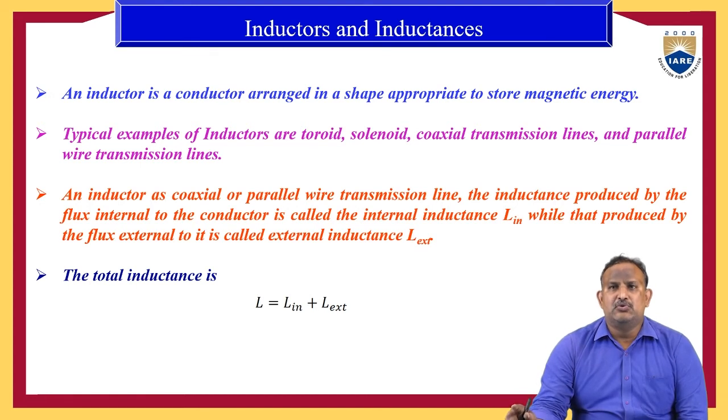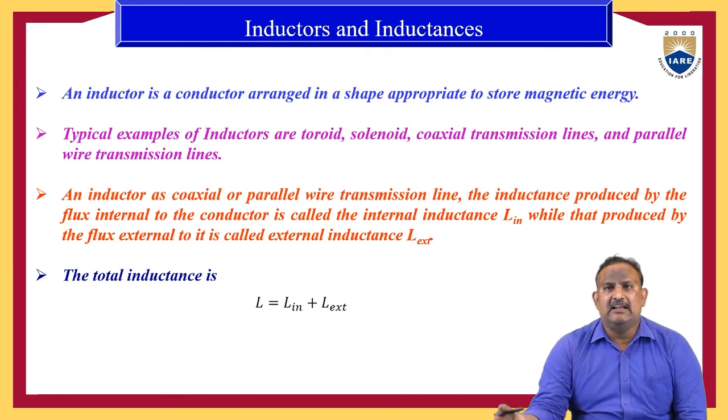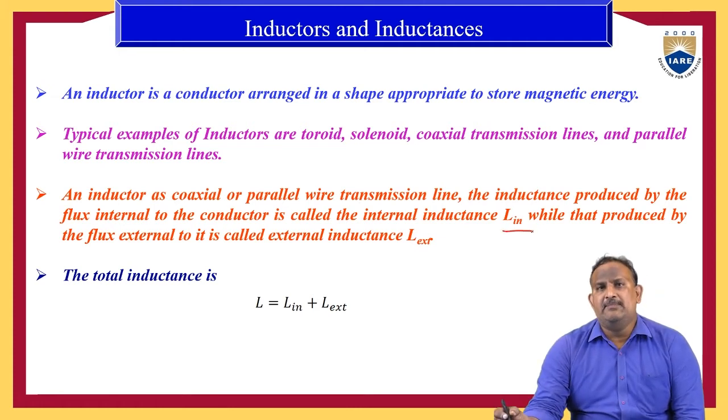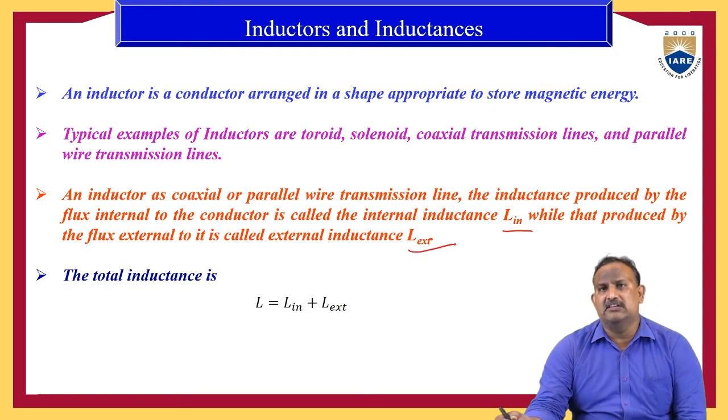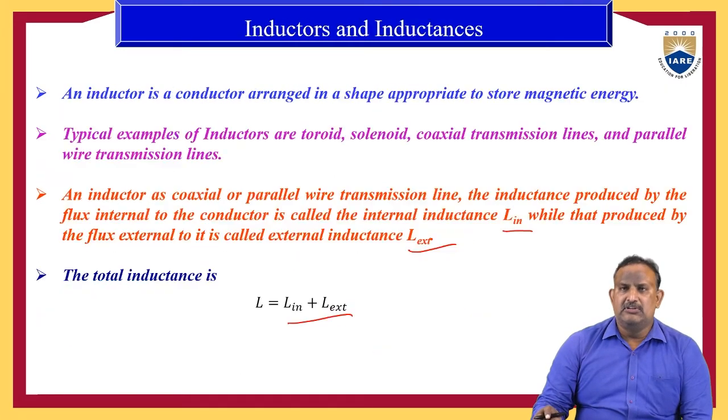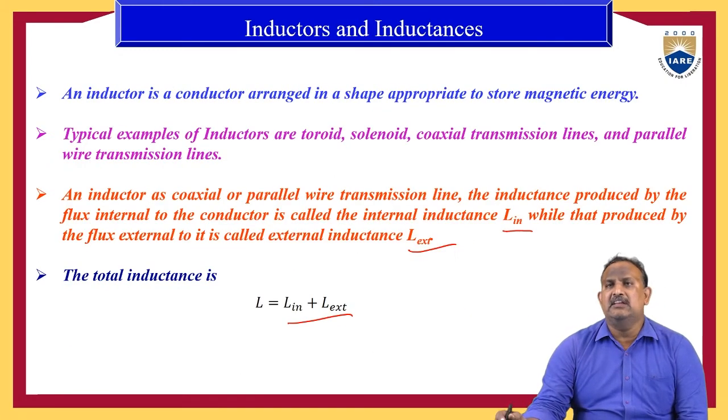The inductance produced by the flux internal to the conductor is called the internal inductance. I repeat once again, the inductance produced by the flux internal to the conductor is called the internal inductance L internal, while that produced by the flux external to it is called external inductance L external. Therefore, the total inductance is equal to internal inductance plus external inductance. So this is about the inductance and inductors.